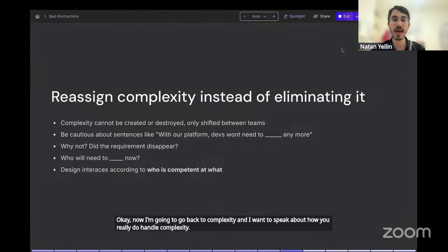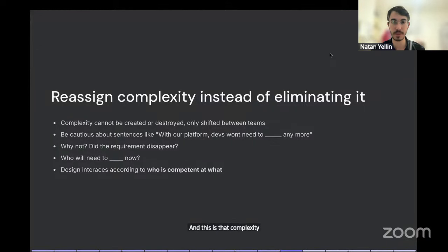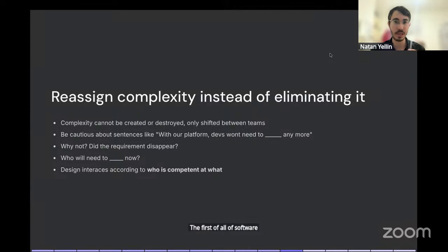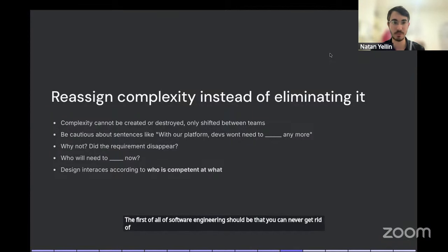complexity. And this is that complexity can be shifted between teams. So if the first law of thermodynamics is that energy is never created or destroyed, the first law of software engineering should be that you can never get rid of complexity. You can only shift it around between different people. And that sounds pessimistic, just like the first law of thermodynamics might, but that actually is really encouraging and good.